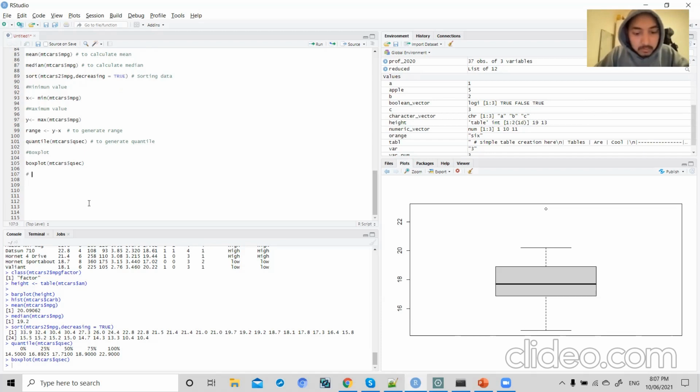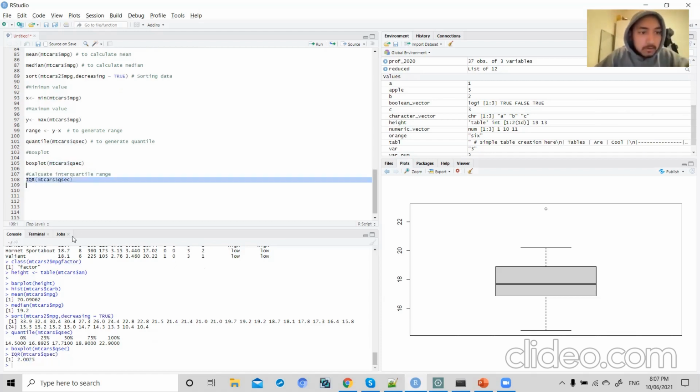To calculate the interquartile range, we have the IQR function. This gives you the interquartile range.